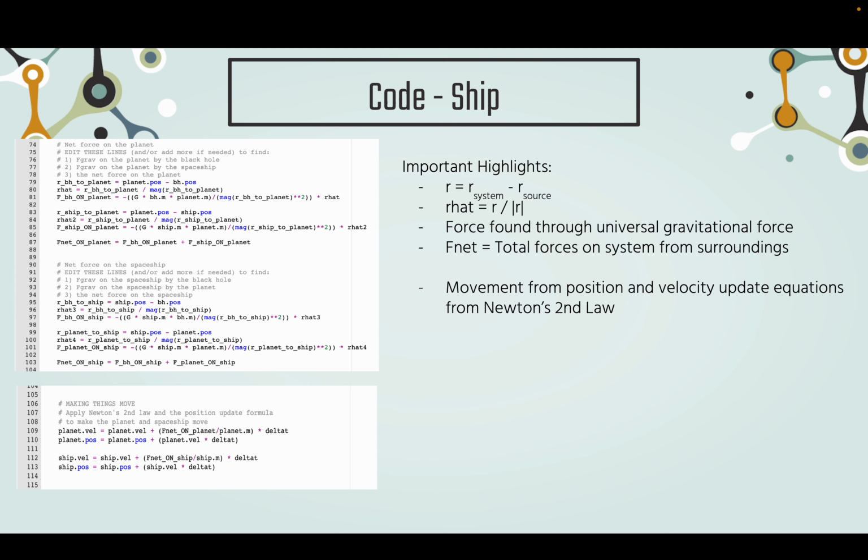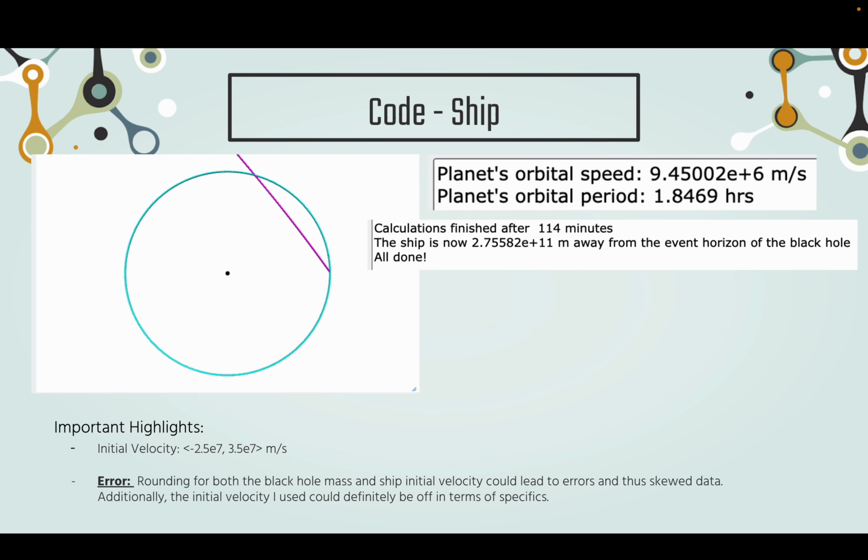R for each segment is found by using R system minus R source. R hat is then found by dividing R by the magnitude of R. Force is found through the universal gravitational force formula. Fnet is equal to the total sum of forces on the system by the surroundings, and the position and velocity update equations from Newton's second law are used to update the position and velocity of the planet and the ship.